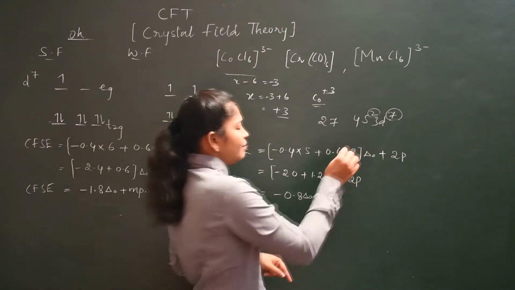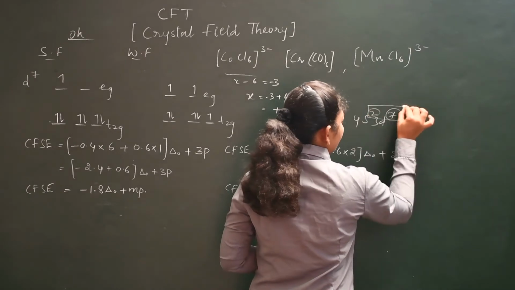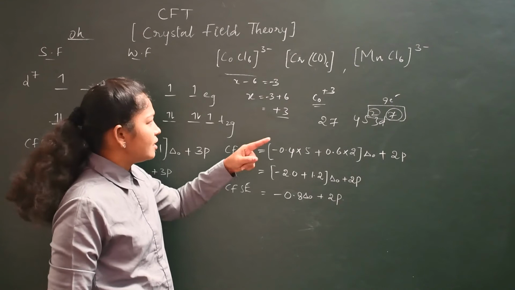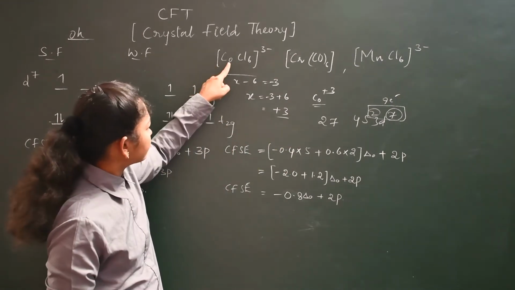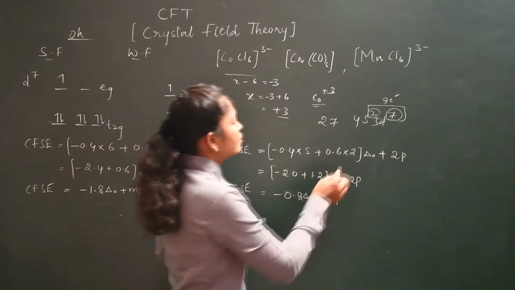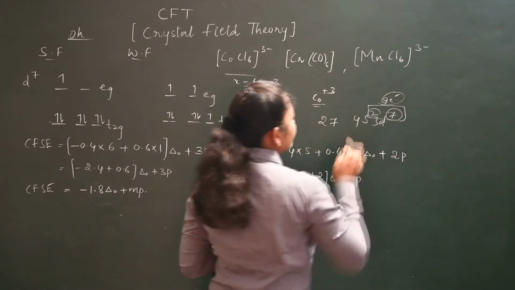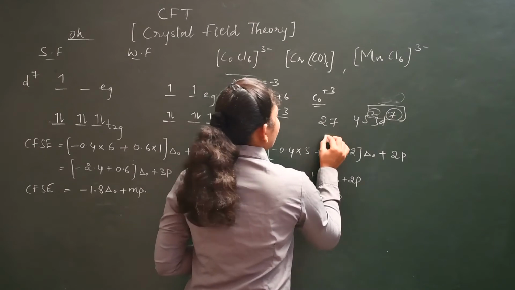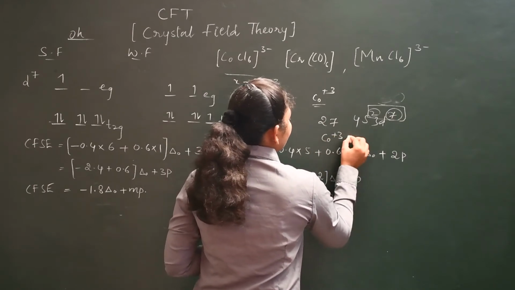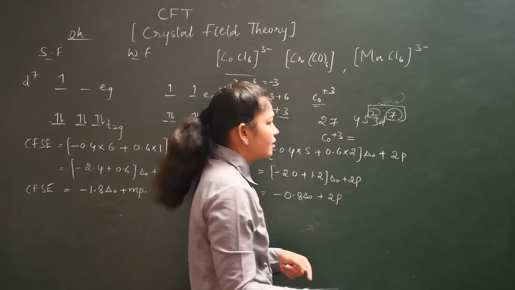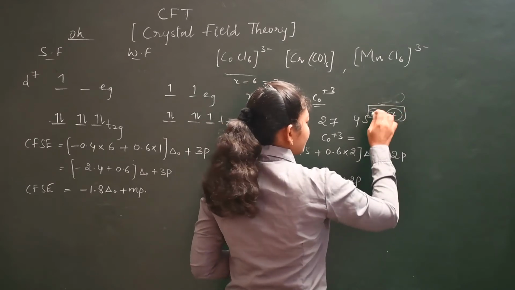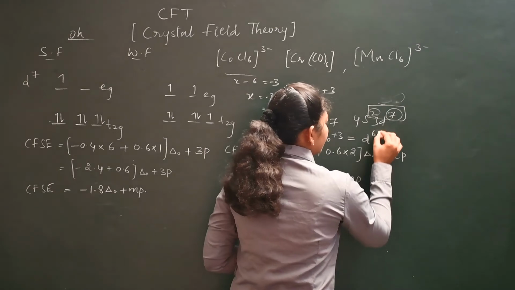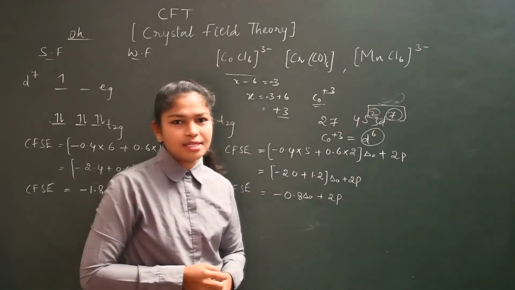Okay, that means how many electrons are there totally? 9 electrons are there. Okay, outermost electrons, we have 9 electrons now. So how are you going to fill up the electrons now? Cobalt plus 3, that means you have to subtract 3 electrons. So 2 electrons gone from here and 1 electron from here. That means d6. It is a d6 system.